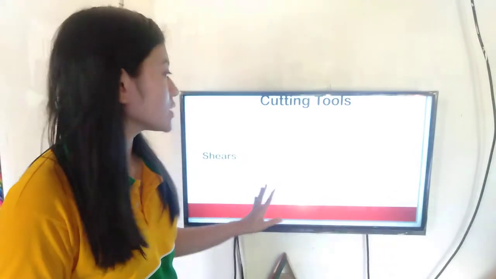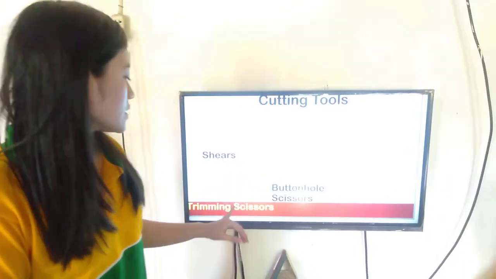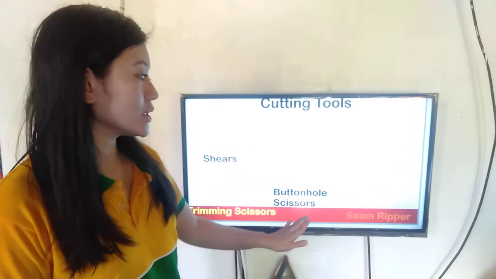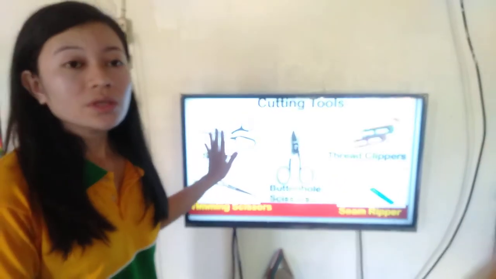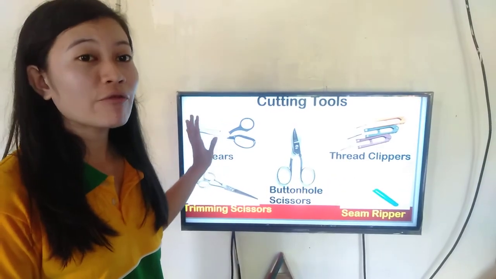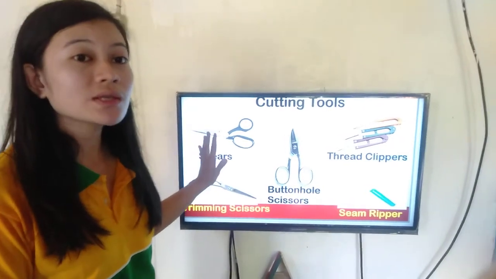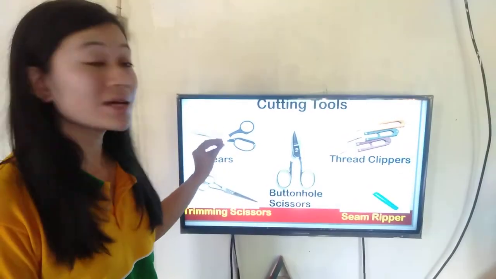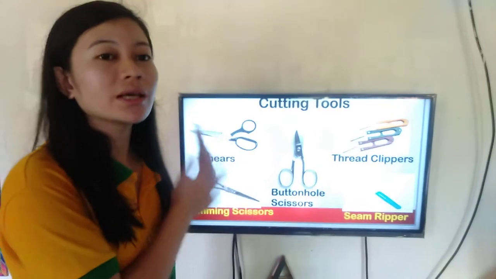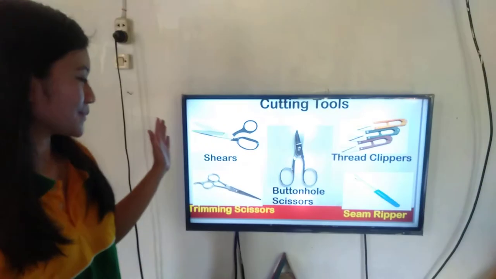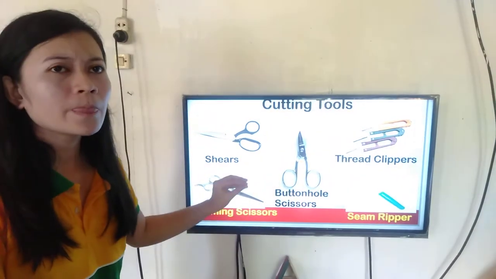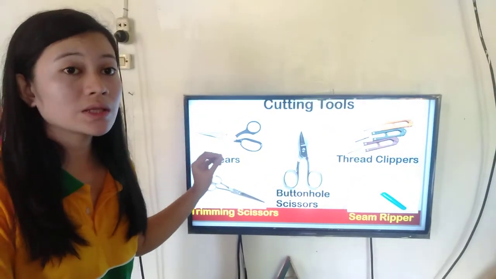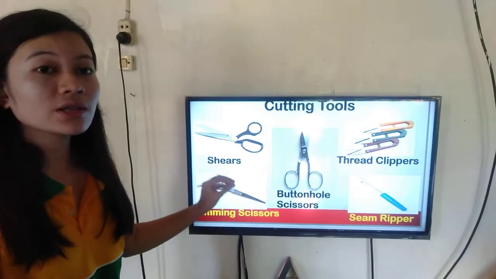We have 5 tools included here: shears, trimming scissors, buttonhole scissors, seam ripper, and thread clippers. Shears, this is for cutting fabrics only. Do not use this to cut other materials to maintain its sharpness, only for fabric cutting. Trimming scissors too, this is used for trimming fabric that ravels or even threads.